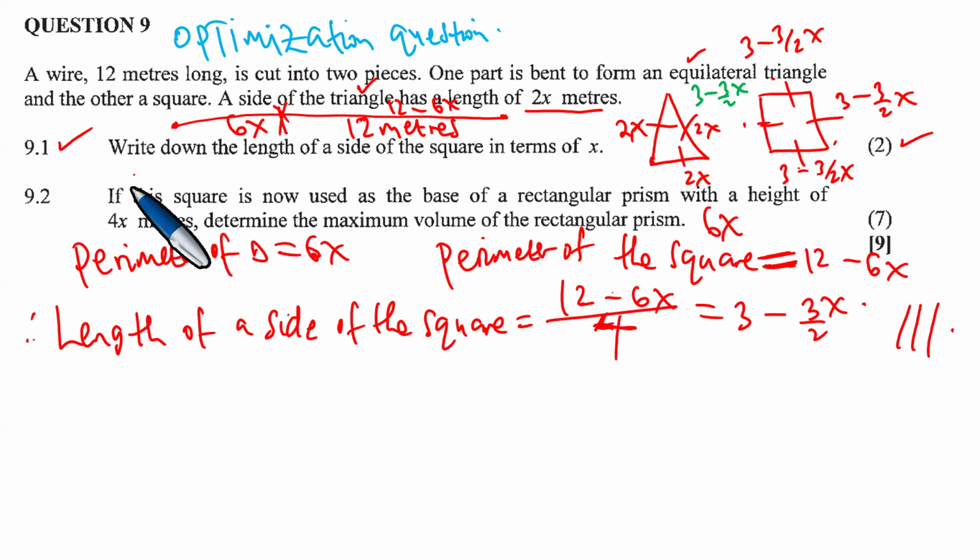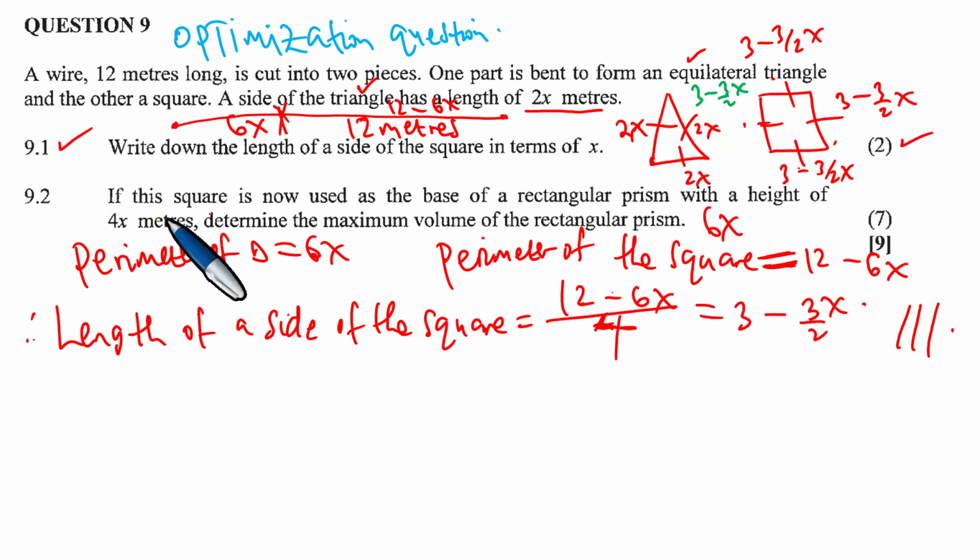So we've written down, because the question said write down the length of the side of the square in terms of x. So for the side of the square in terms of x, we took the perimeter. What is the perimeter? Meaning the length of all the sides, the whole wire. It's 12 minus 6x divided by 4. We divided the whole perimeter because we need to bend it into 4, and then it is 3 minus 3x over 2.